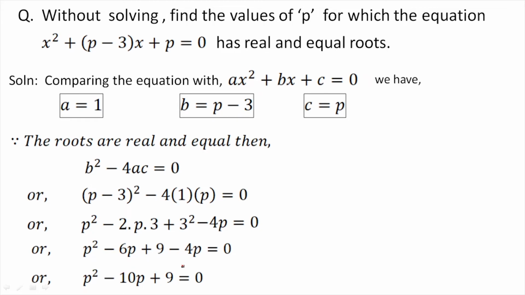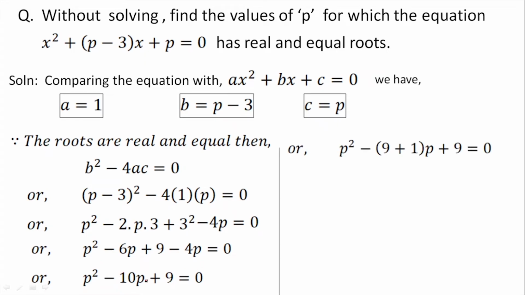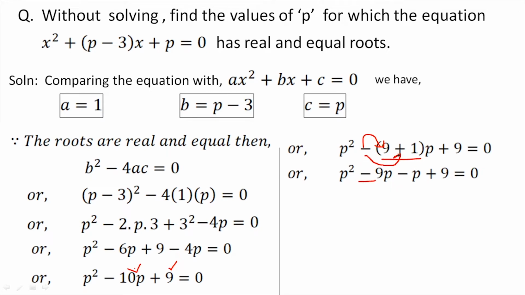So here we are getting a quadratic equation in terms of p, and we'll solve by breaking the middle term. So now this 10 has to be broken into two parts, such that multiplication will give us 9 and addition will give us 10. So it is 9 and 1. So we have broken it into two parts. After opening the bracket, we get minus into plus, which will give us minus, 9 into p is 9p, and minus into plus is minus, and 1 into p is p, plus 9 equals 0.